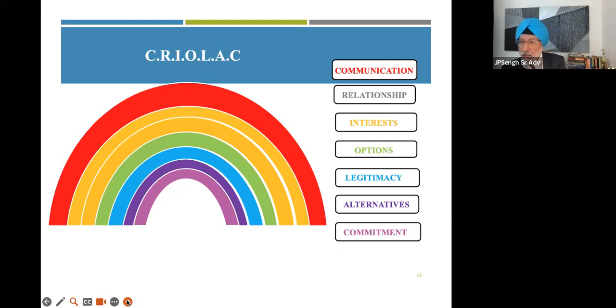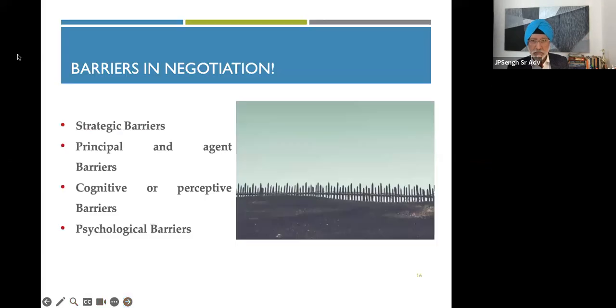Okay, so these are 7 elements we need to keep in mind for purposes of every negotiation, because every negotiation has these 7 elements. Let's look at the next slide.